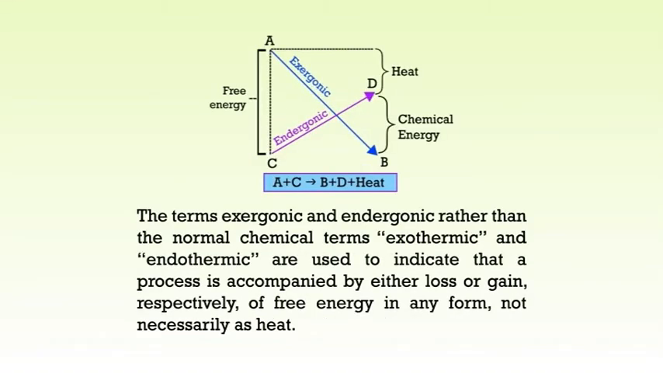The terms exergonic and endergonic, rather than the normal chemical terms exothermic and endothermic, are used to indicate that a process is accompanied by either loss or gain, respectively, of free energy in any form, not necessarily as heat. In practice, an endergonic process cannot exist independently, but must be a component of a coupled exergonic-endergonic system where the overall net change is exergonic.